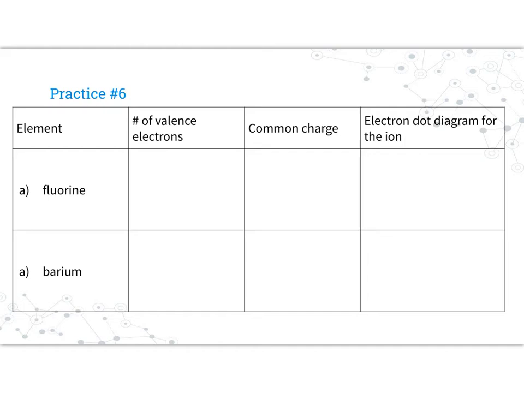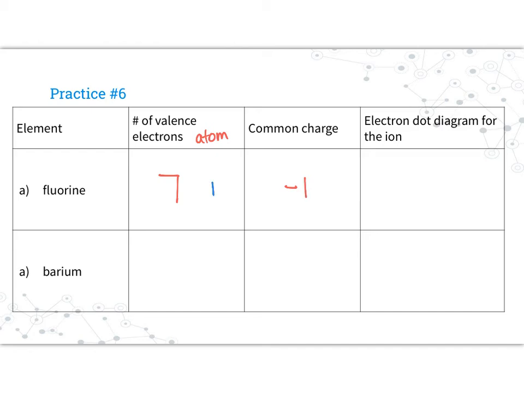Practice problem number 6, we were drawing the elements. Elements are neutral. Now we are going to draw the electron dot diagram for their ions. So let's do fluorine and barium. Fluorine has 7 valence electrons as an atom or an element. The most common charge for fluorine is -1.